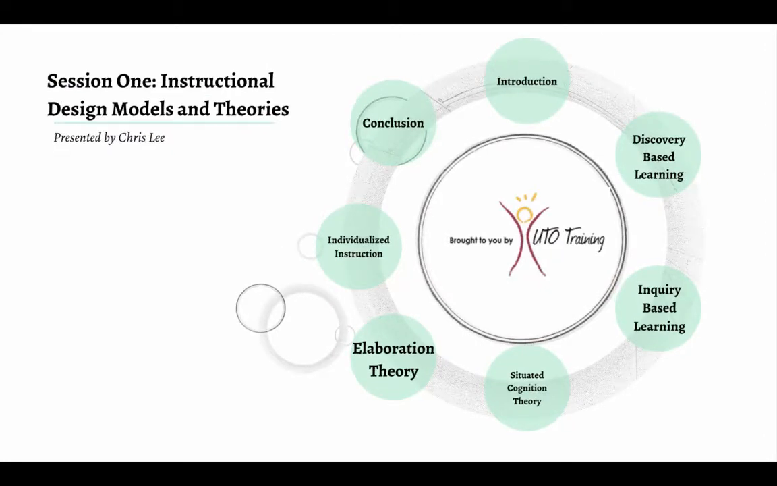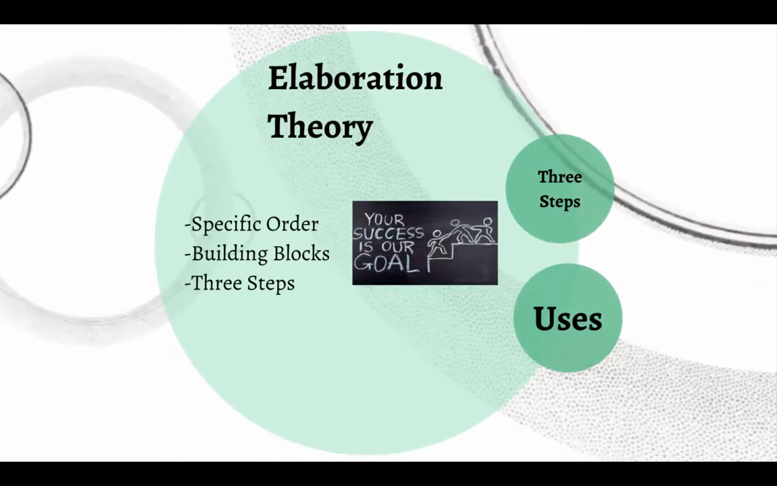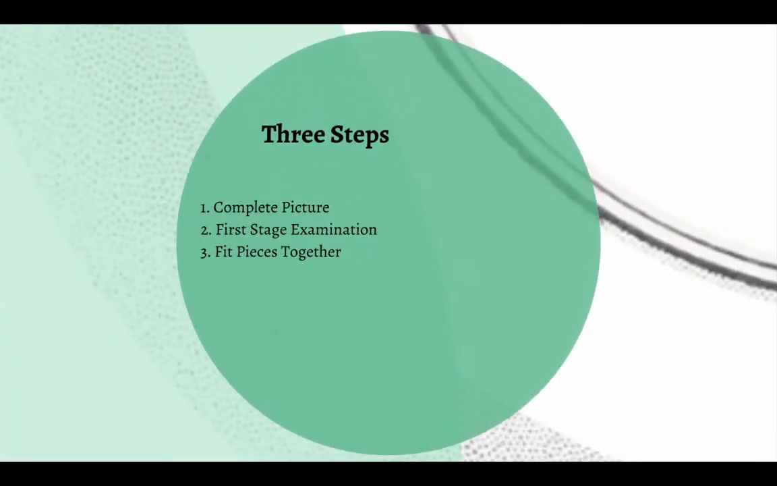The elaboration theory stipulates that content should be organized and presented in a specific order. Ideally, learners must receive the most rudimentary ideas first, building up to the most complex concepts later on. Elaboration theory consists of three main steps. The first is looking at the complete picture, which sums up the problem or task and emphasizes the relationship between concepts. The second is to examine the first stage of each individual component more closely. And then the final step is to look at the big picture again to see how each piece fits into the puzzle.